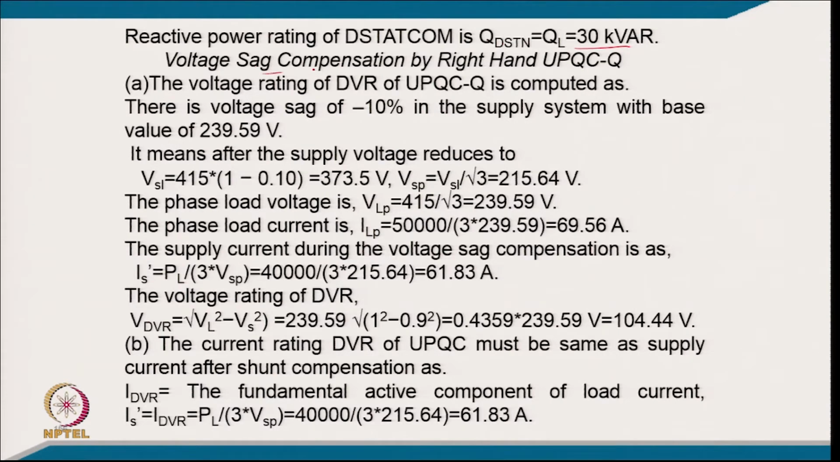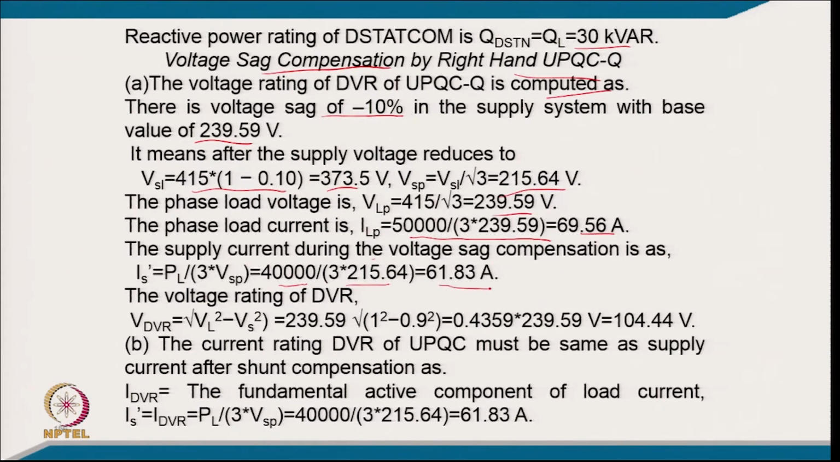Now, coming to the case of voltage sag compensation by the right hand UPQC. The voltage rating of the DVR of the UPQC is for a 10% sag, with the base voltage of 239. So, after the sag the line voltage becomes 373.5 volt and the phase voltage becomes 215.64 in place of 239.59. The phase load current from active power, from this relation you can find, under normal condition is 69.59 amperes, and the supply current for the voltage sag compensation is the active power divided by the voltage and 3.